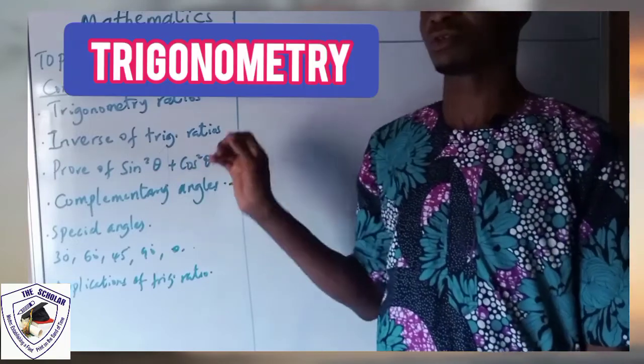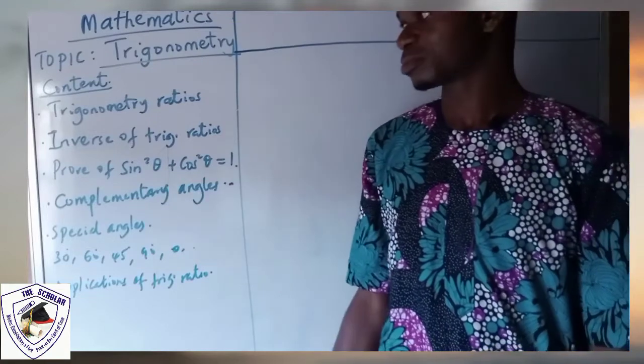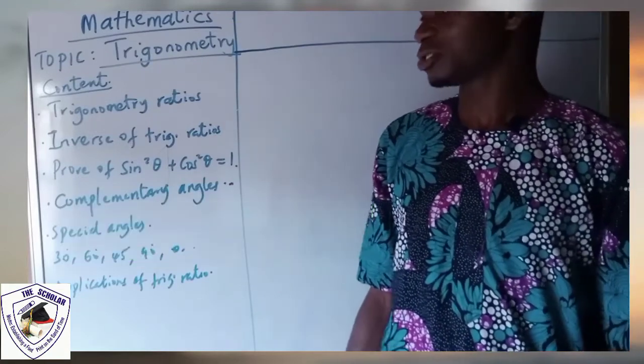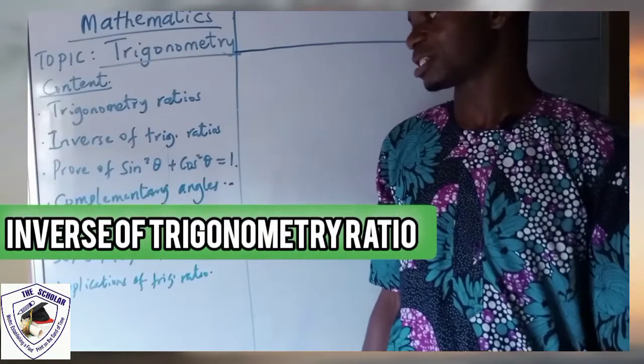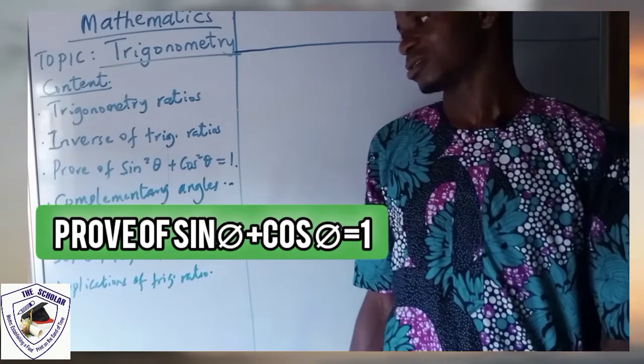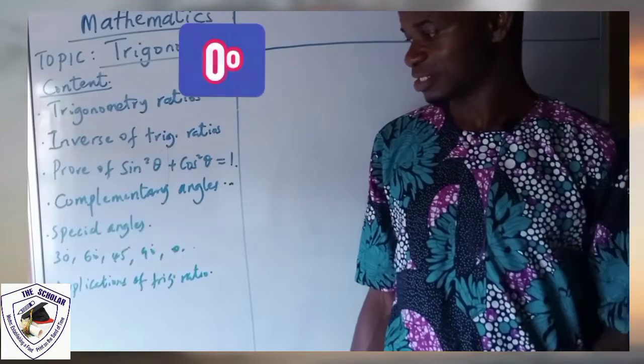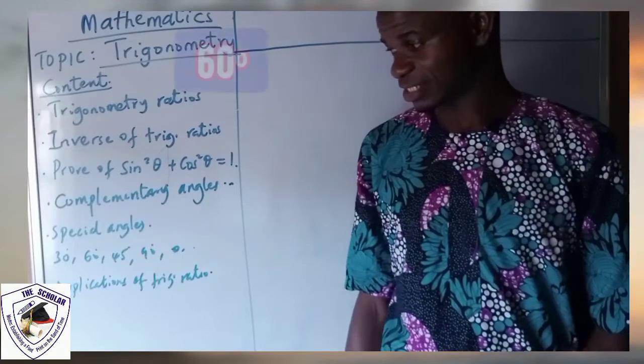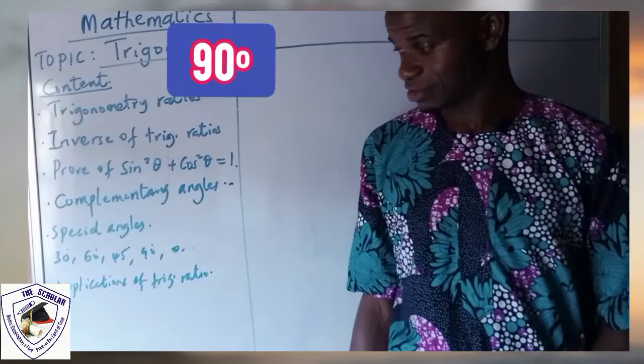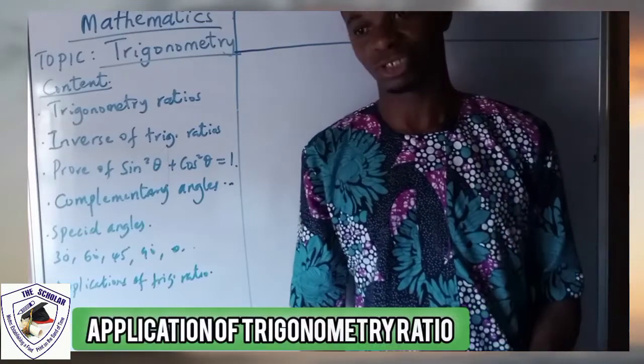Our topic for today is trigonometric ratio, or trigonometry. Under this, we'll be looking at trigonometric ratios, inverse of trig ratios, proof of sine squared theta plus cos squared theta is equal to 1. We'll also look at complementary angles, special angles such as 0 degrees, 30 degrees, 60 degrees, 45 and 90 degrees, then the application of the trig ratios.